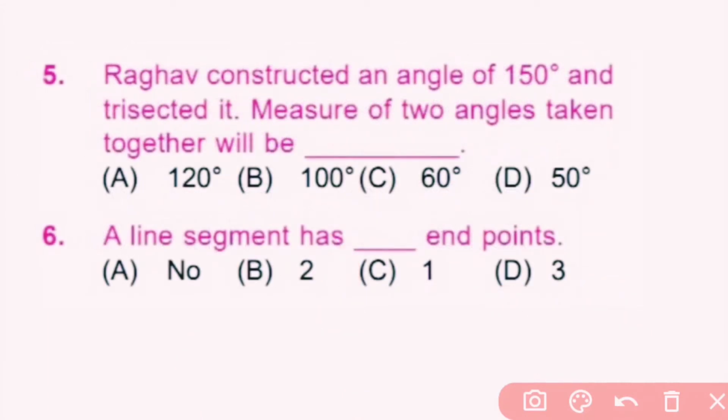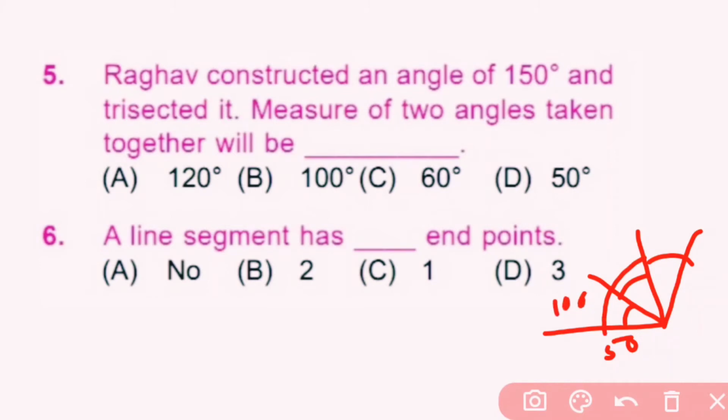Question number 5. Raghav constructed an angle of 150 degree and trisected it. Measure two angles taken together will be. So here he has constructed angle of 150 and he trisected means three equal parts. So 150 angle divided into three equal parts means each angle is of 50. This 50, this 50 and this 50. And here we have to measure two angles. So two angles will be 100. So here B is correct answer.